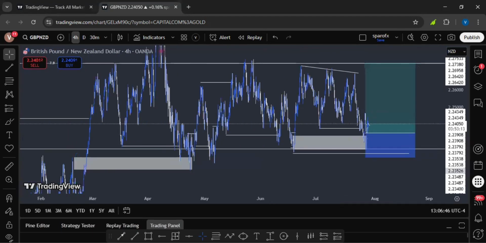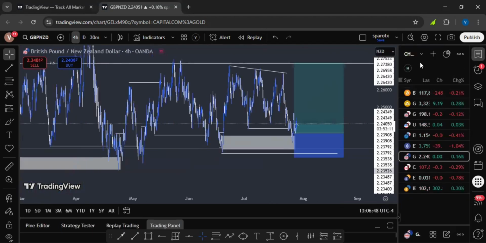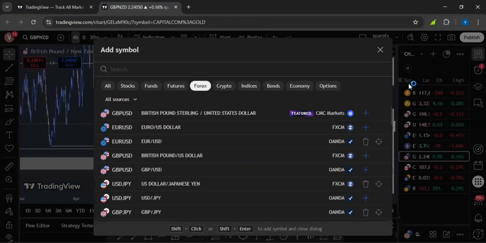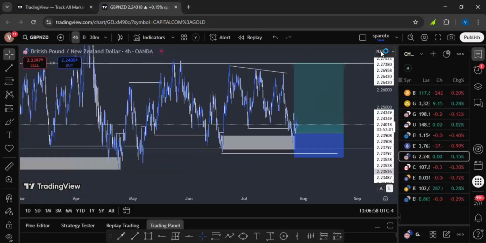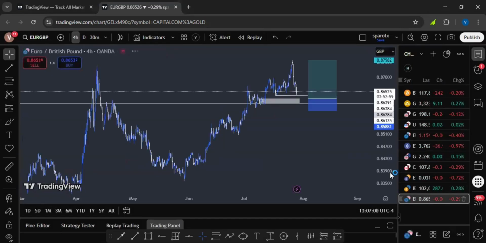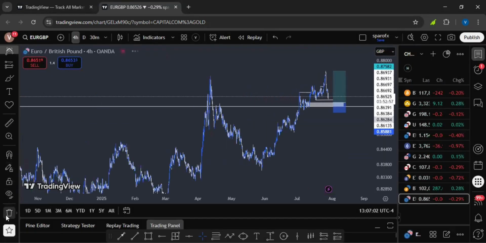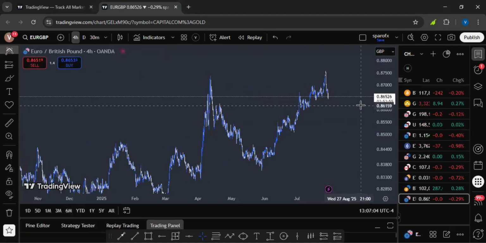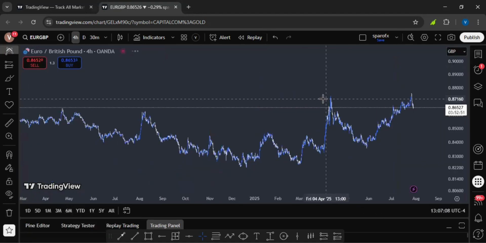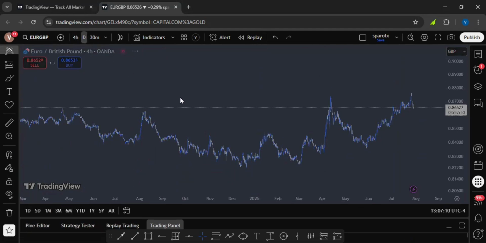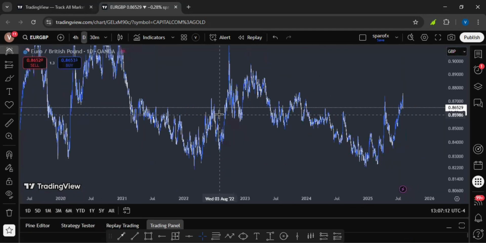So without wasting much of our time, we'll be analyzing a new pair today, which is what? Euro GBP. Yeah, Euro GBP. So I'm going to be clearing my charts, and I'll walk you through how I approach my trades and my decisions every single day.